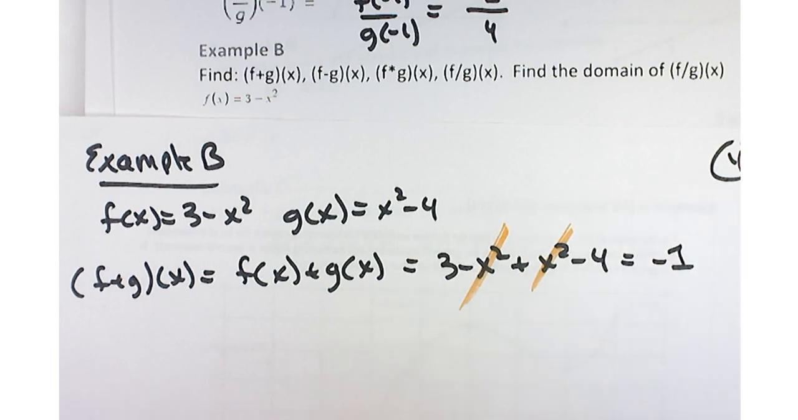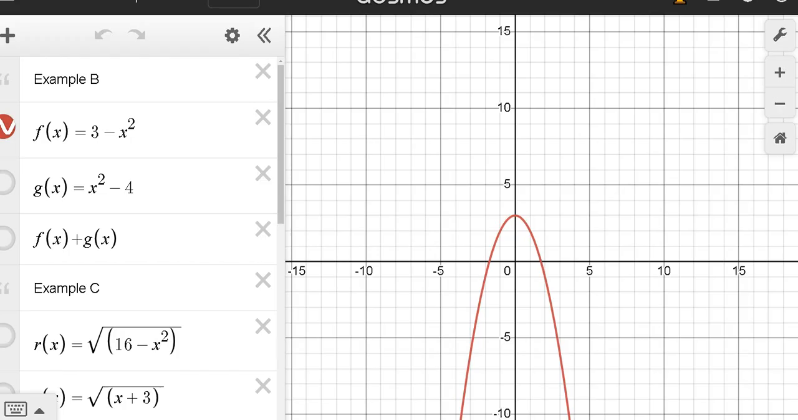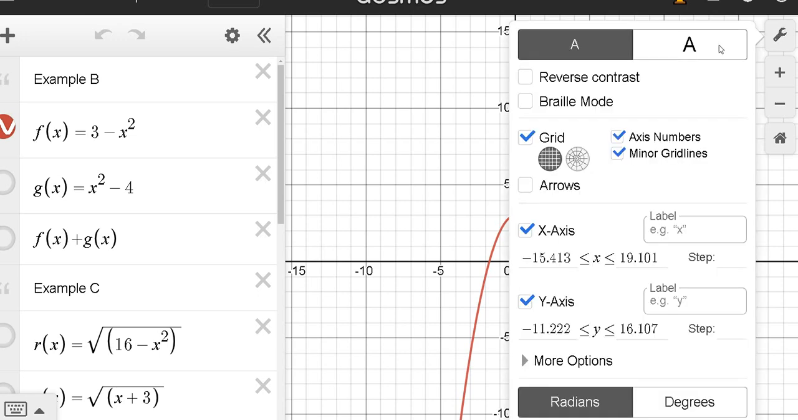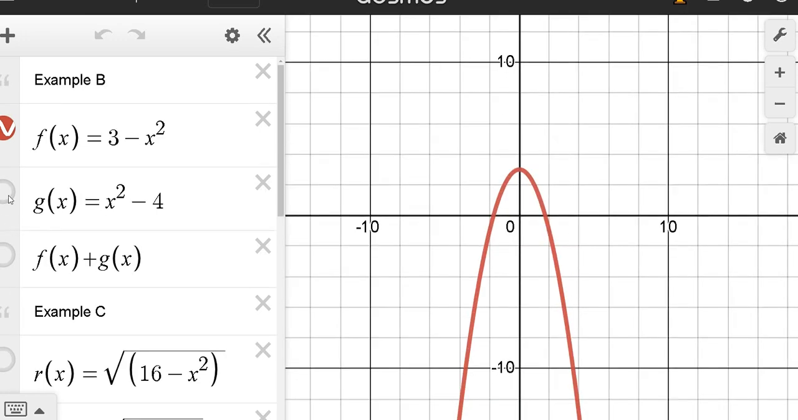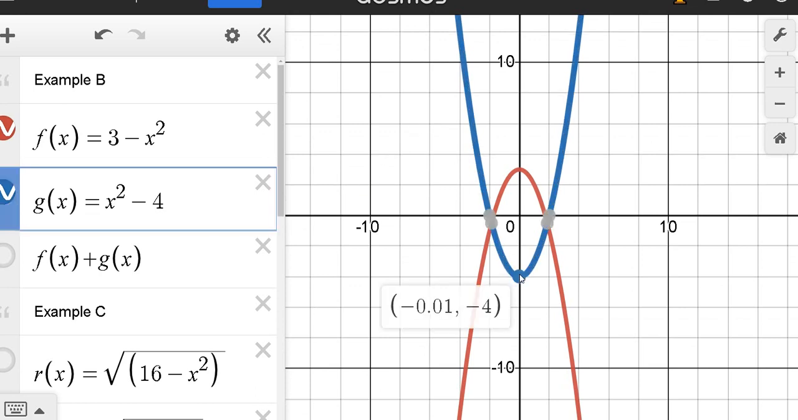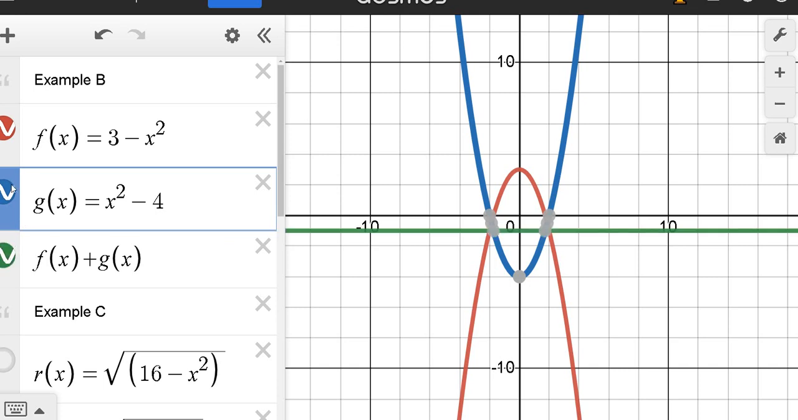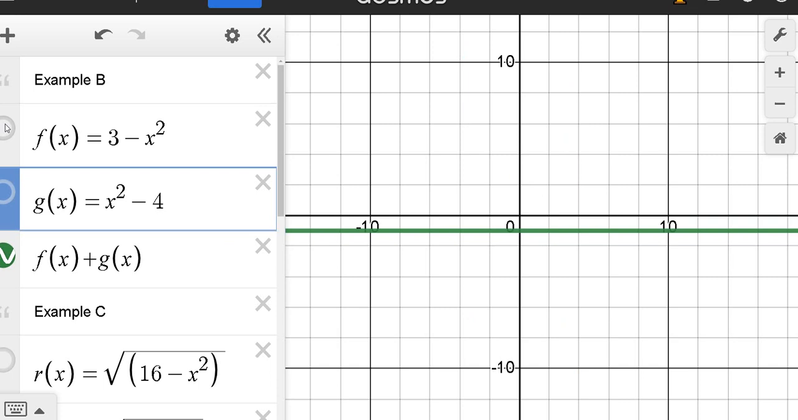In fact, you can see that if you look at the Desmos graph. So let's see if we can't do that. Might want to make that a little darker for ourselves. Here's f of x. G of x, of course, is going to be a parabola that faces upwards, but shifted down by 4. So that's this one. But when you add these, bam, you just get a straight line. There's your f of x plus g of x. It's a constant function. So, wow. Okay. Let's keep going with a couple more of these.